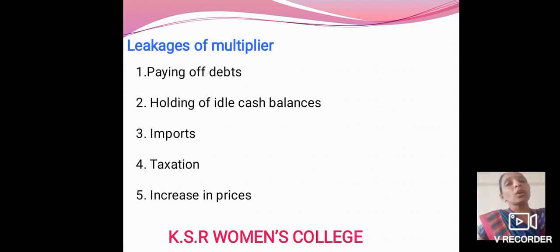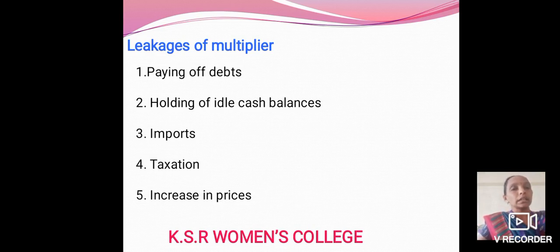Next one is holding of idle cash balances. Strong liquidity preference. If people prefer to hold the increased income in the form of idle cash balances to satisfy a strong liquidity preference for the transaction, precautionary and speculative motive, that will act as a leakage out of the income stream.